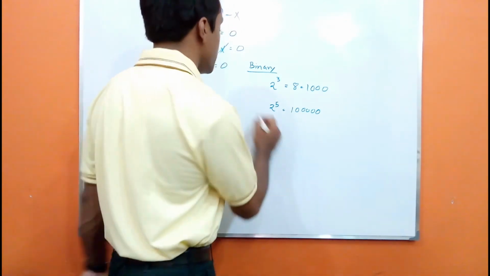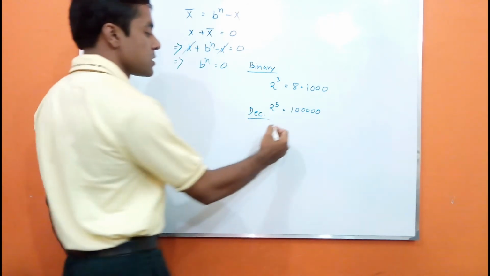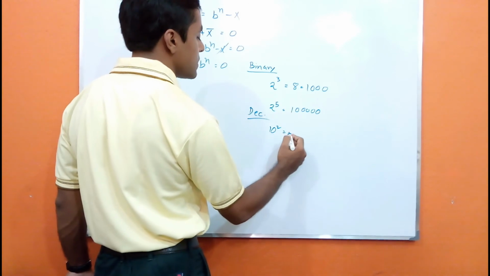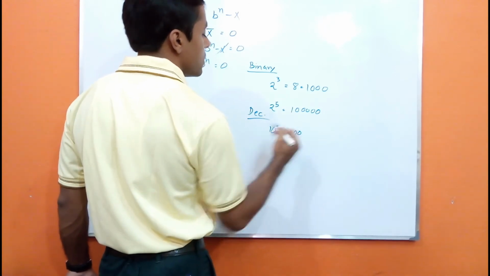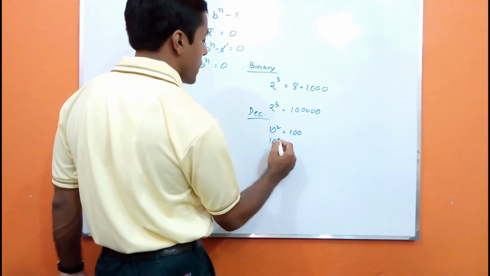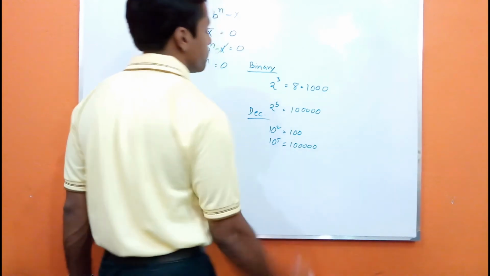Clear? Similarly, in case of decimal, what will be the value of it? Suppose you are using 2 digits, then 10 squared, right? This is nothing but 100. Clear? Suppose you are using 5 digits, then it is nothing but 1 followed by 5 zeros, right?